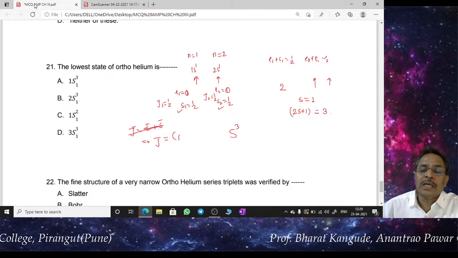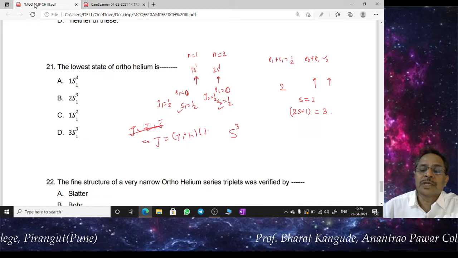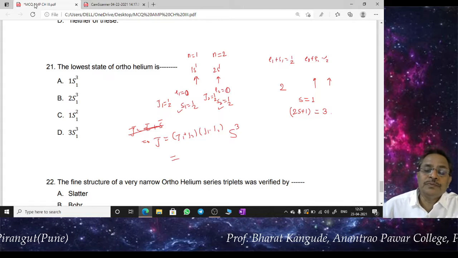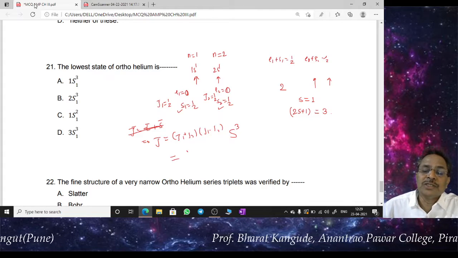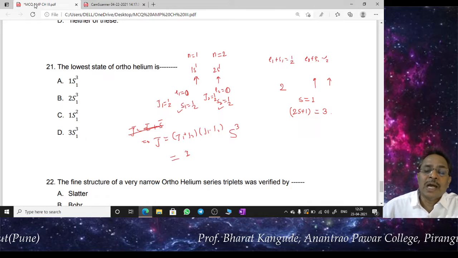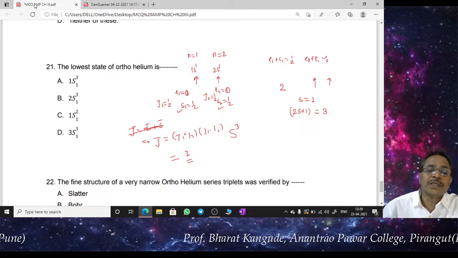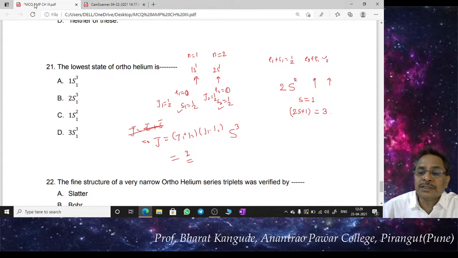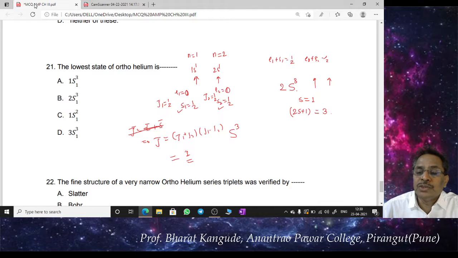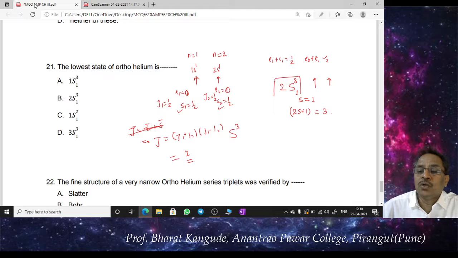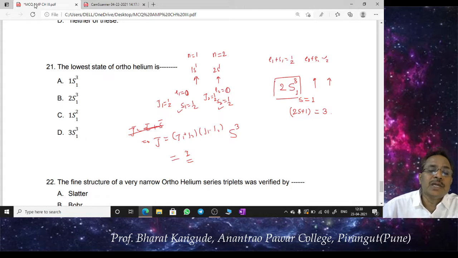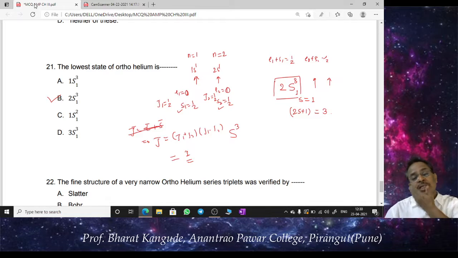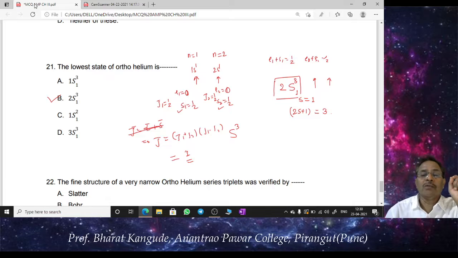Capital J is given by the addition of J1 plus J2 and the subtraction of J1 minus J2. The addition gives the value 1, since 1/2 plus 1/2 is 1, and this is called the ground state or the lowest state. Since it is an S state, it is a triplet state with J equal to 1, and that is why 2 triplet S1 is said to be the lowest state of orthohelium.